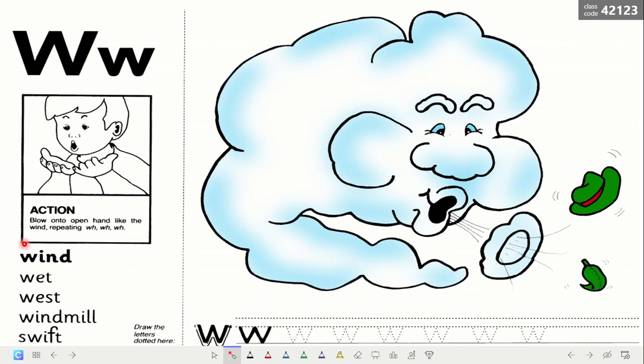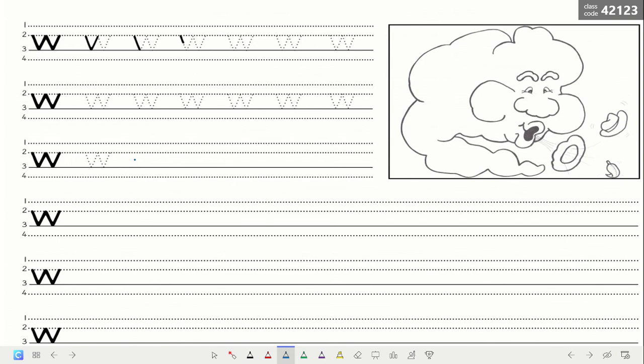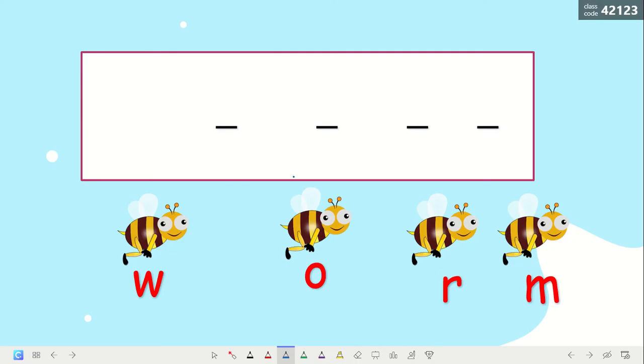First, I want you to make a circle for the sound wah in this word, and then we will write the sound wah. I will show you how we write it. We will start from line number 2 till 3 like this. It's very easy. Down, up, down, up, down, up, down, up. This is the sound wah. Again, down, down, up. This is the sound wah. Can you write it down, my students?